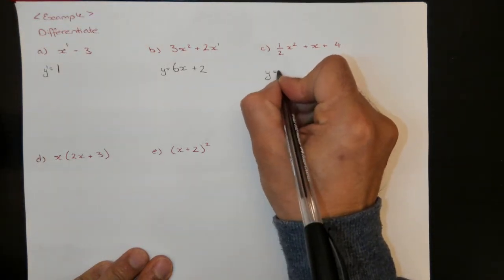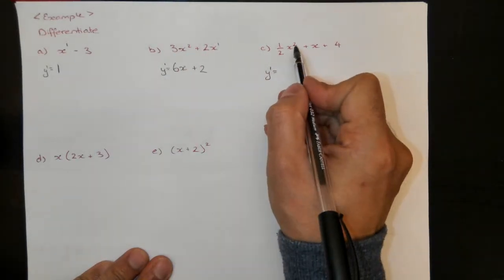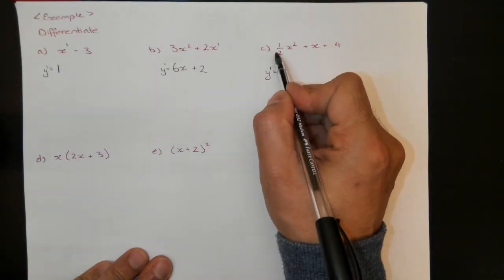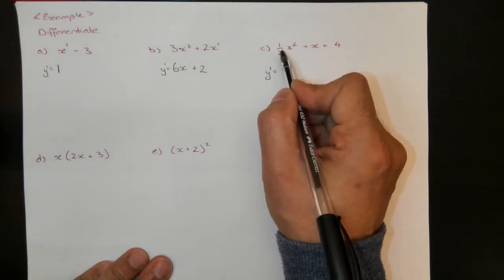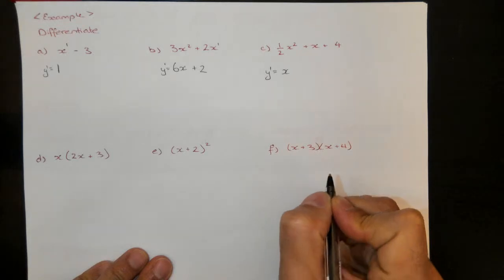Okay. Once again, so y dash, or dy/dx. Bring the power down and multiply it by the number in front. So 2 lots of a half is just 1. And reduce the power. That's just 1.